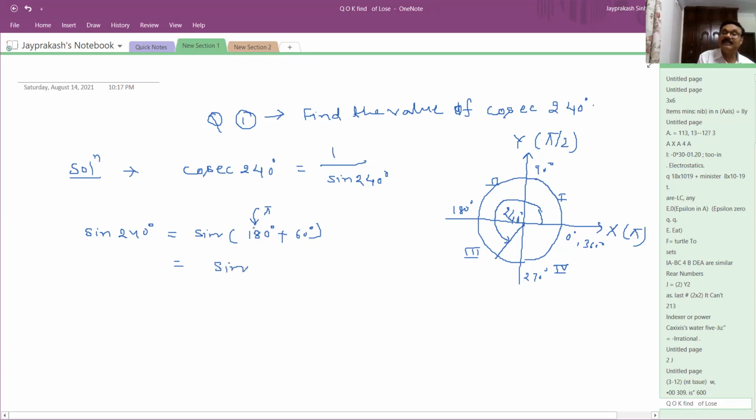And sine will remain sine only, and this 180 degree will go away, and we have to take only 60 degree. So this becomes the value of sine. Sine 240 degree is equal to sine 60 degree. But we have to consider the sign also, because this angle lies in the third quadrant. So in the first quadrant, all are positive.